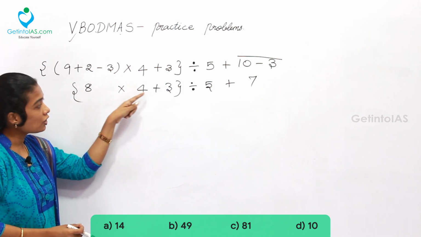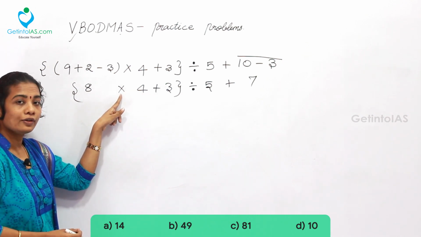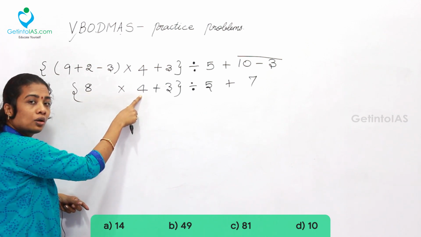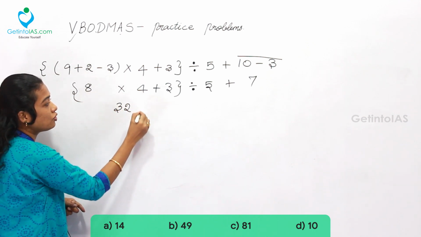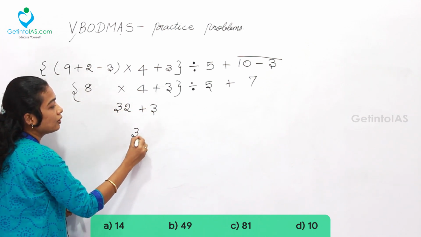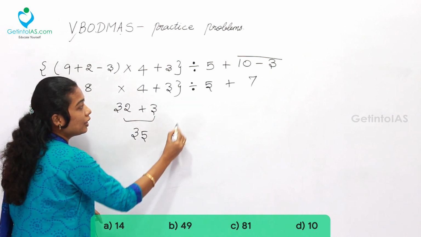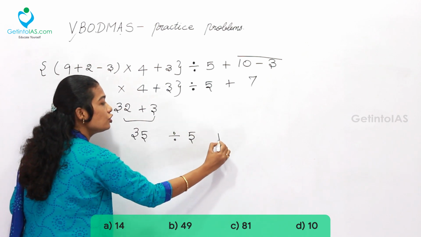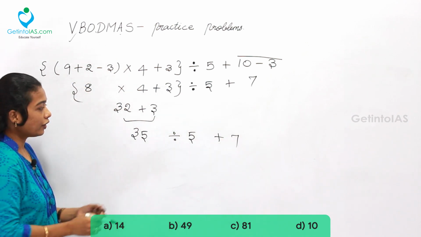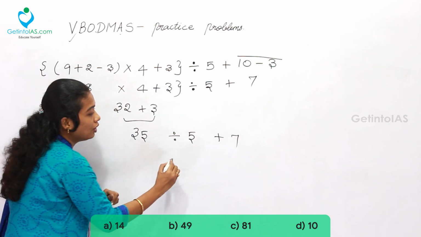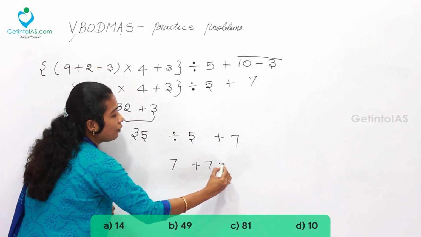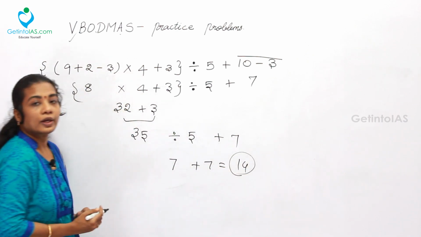Inside of that, multiplication and addition are given. First you want to solve the multiplication. 8 into 4 is 32, plus 3 is going to be 35. Afterwards, this should be divided by 5, then added with 7. So finally 35 divided by 5 is 7, then plus 7. Finally my answer is 14.